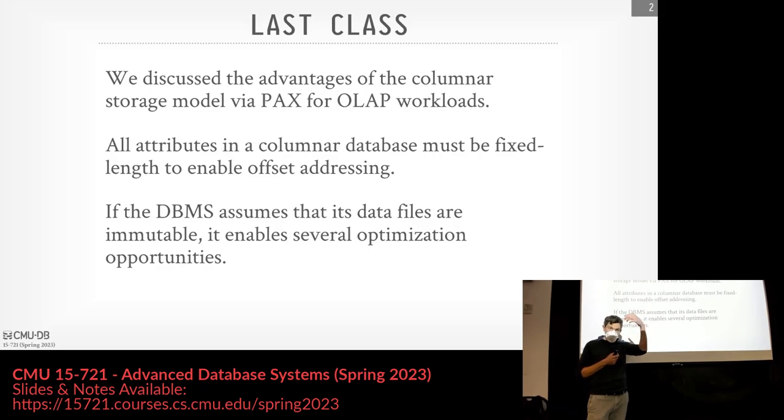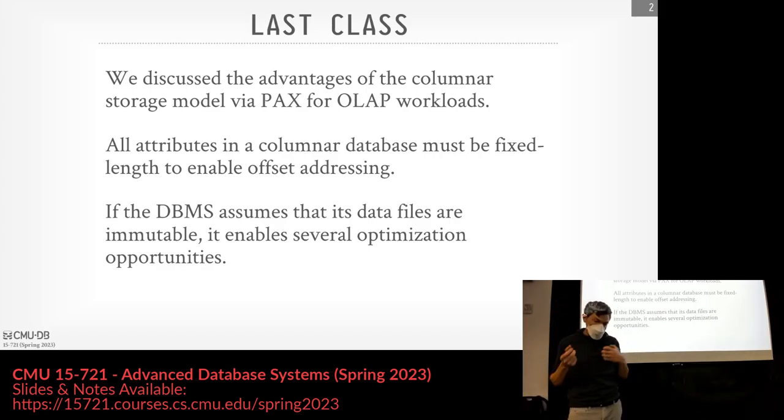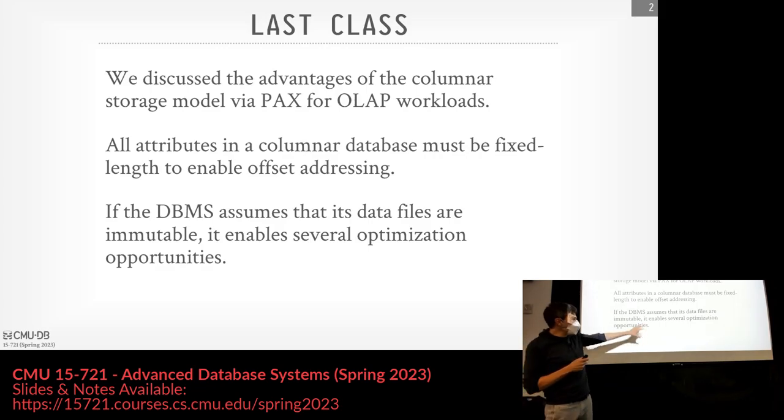Right? We're scanning one column. If we know we're at the 100th offset within that column, we know how to do the simple math to jump to the 100th offset of the other columns to stitch tuples back together. The other big thing, not always, but if the data system assumes that the data files are immutable, meaning write once, read many, and I never go back and make inline updates, this opens up a bunch of optimizations that we'll see today. If we supported incremental updates, deletes, or insertions, then some of these things simply won't work or will be too expensive to maintain. So this is another big assumption that modern systems are making.